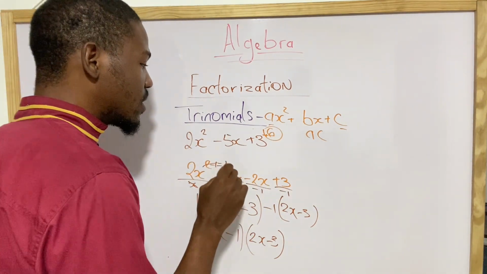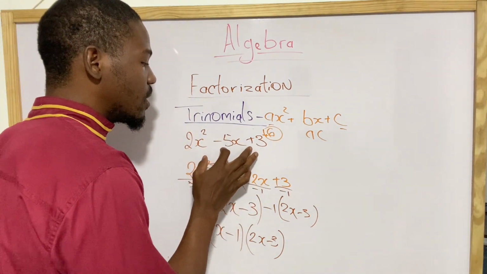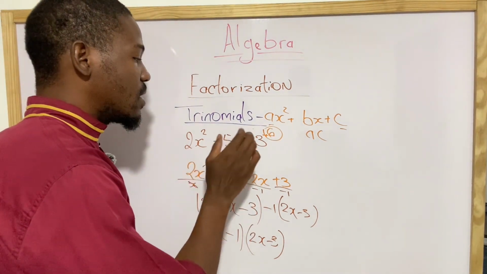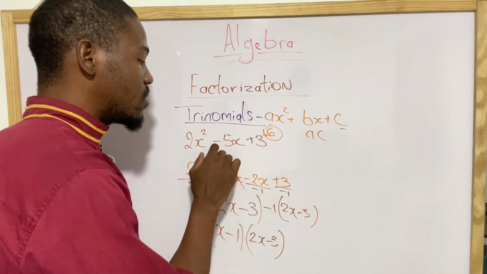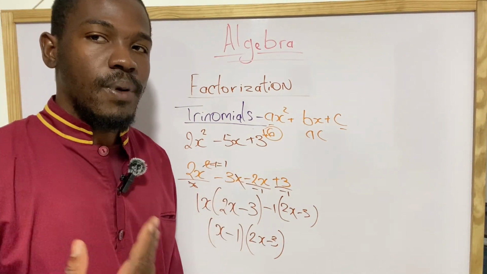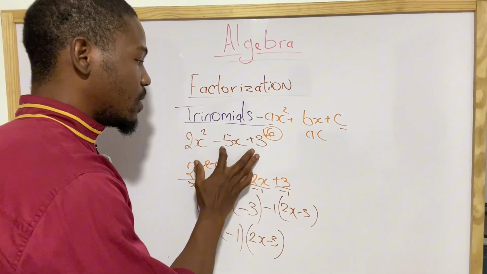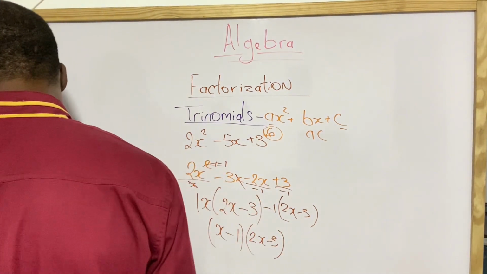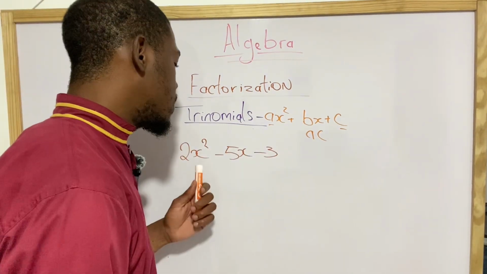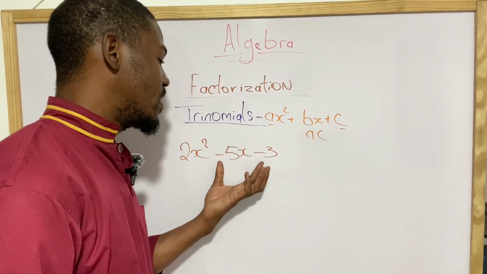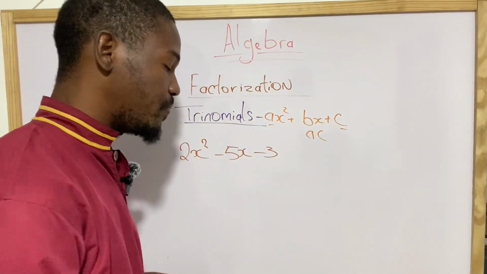Now let us look at a scenario wherein both of them are negative. So we looked at one when this was a positive and this was a negative, and now we just look at this being negative, this being positive. Let us see how it works when both terms, bx and c, are negatives.